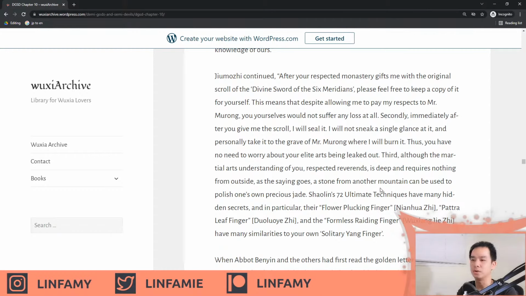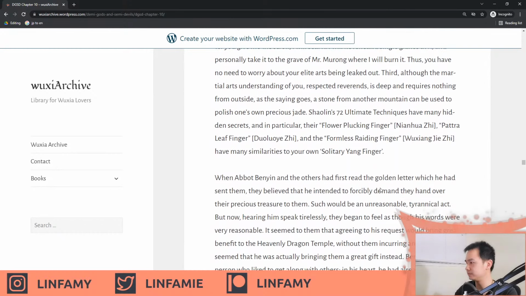Third, although the martial arts understanding of you, respected reverence, is deep and requires nothing from outside, as the saying goes, a stone from another mountain can be used to polish one's own precious jade. Shaolin's 72 ultimate techniques have many hidden secrets, and in particular, their flower-plucking finger, patra leaf finger, and the formless raiding finger have many similarities to your own Yi-Yang finger.